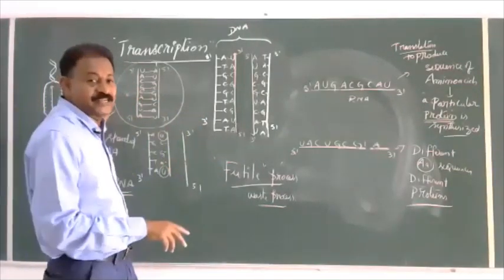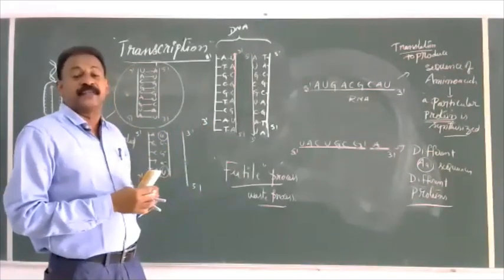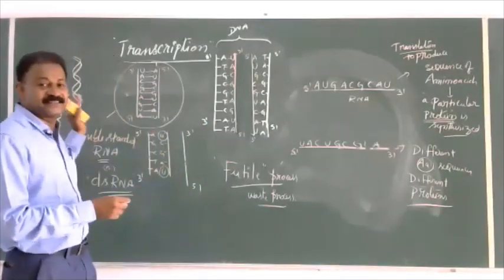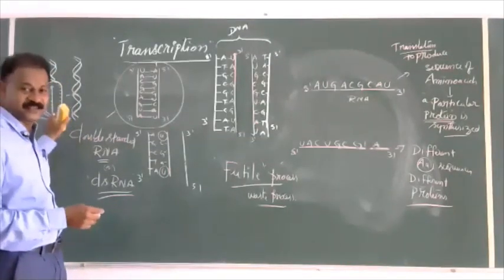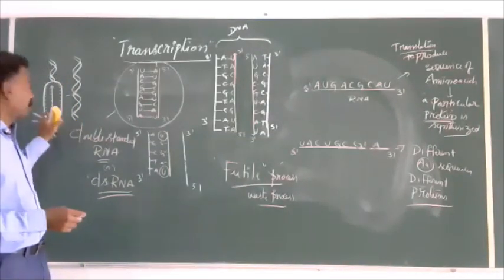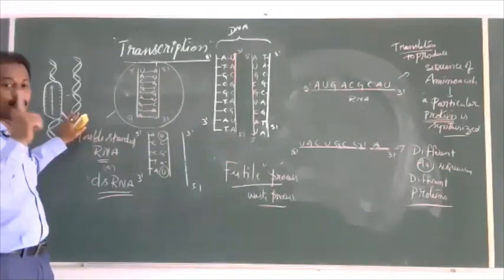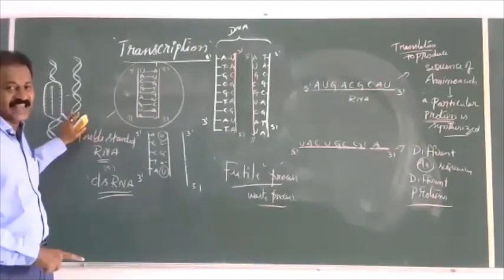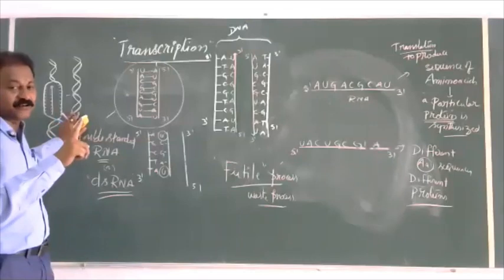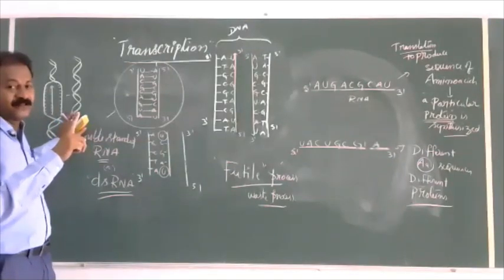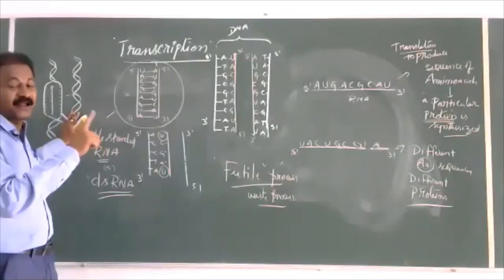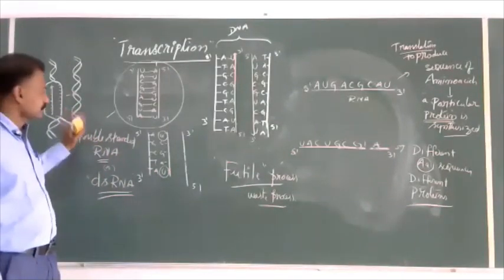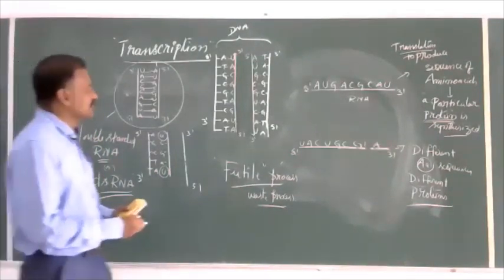and two DNA templates will be there when it is separating. Here, the total DNA is not separating. A part of the DNA, a segment of the DNA, is separating, and that too, out of the two strands separated, only one is called the template strand. It means only from one strand is RNA copied or synthesized, in transcription.